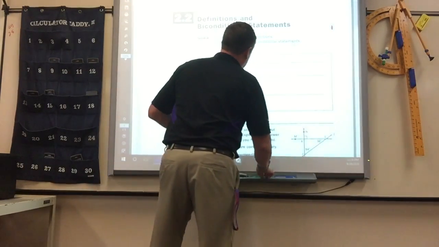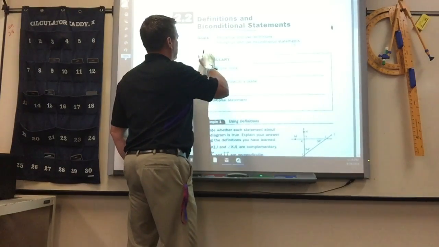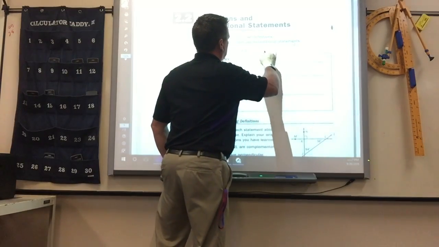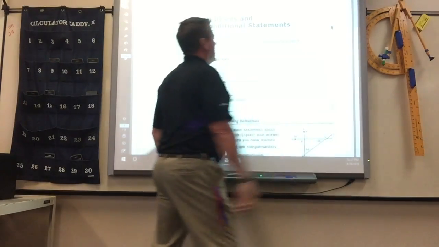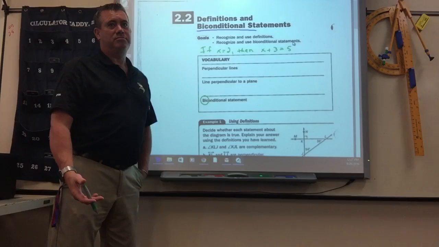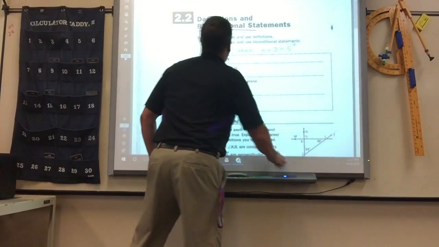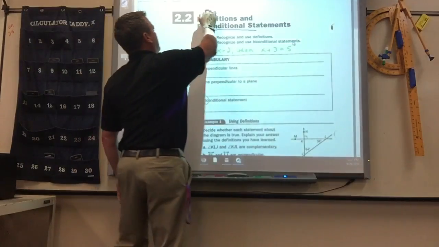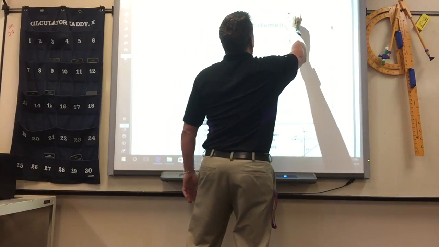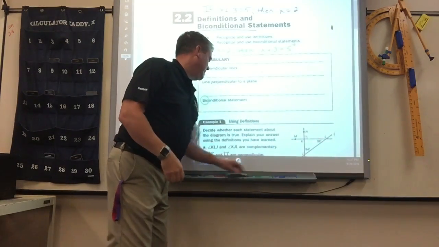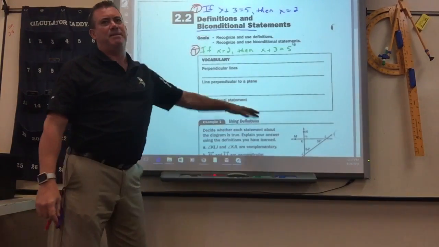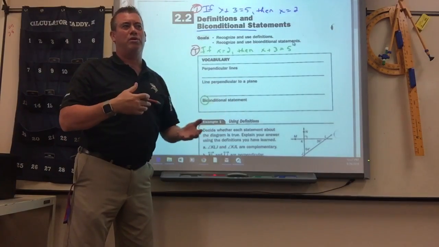Here's one that could be. Okay, so here's one that's true. If x equals 2, then x plus 3 equals 5. True, right? The converse of that is if x plus 3 equals 5, then x equals 2. That's true. So if both the statements are true, you can write it as a biconditional. That just means it doesn't matter what order you put it in.